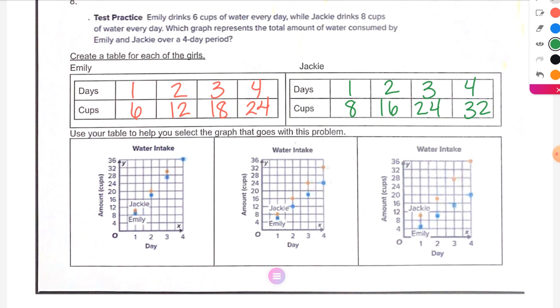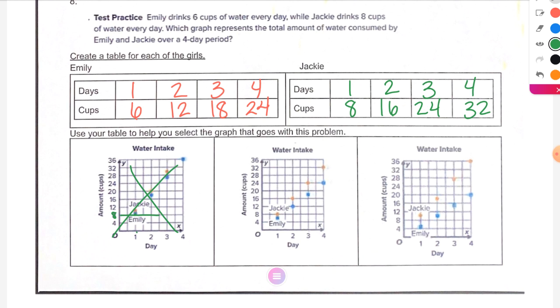So let's look for Emily, which is the blue dots, the bottom dots, 1, 6. If I go over 1, could that blue dot be at 6? No. Why can that blue dot not be at 6? Carter? Because that line it's right on top of is 8. So if it was 6, it would be below that line. So that very first dot knocks that graph out. Does that make sense?